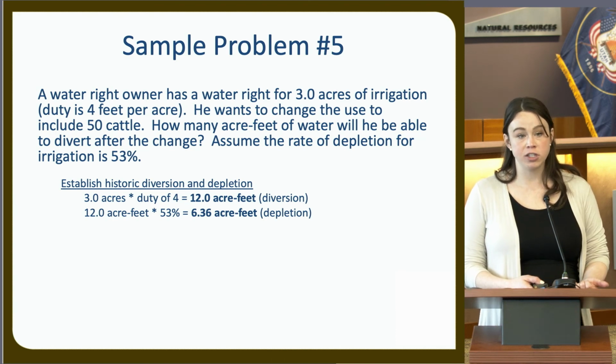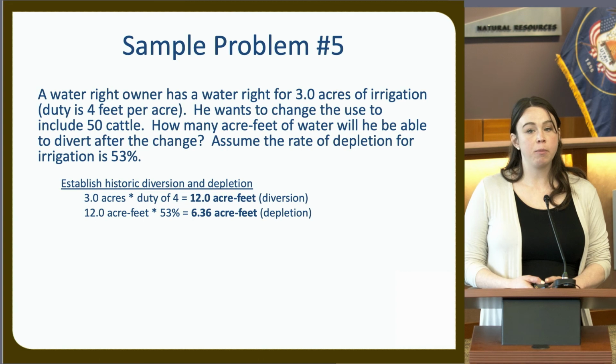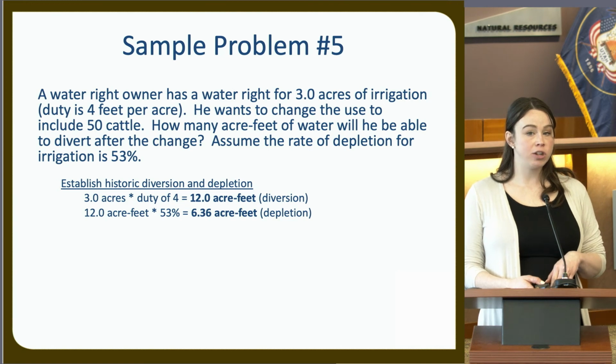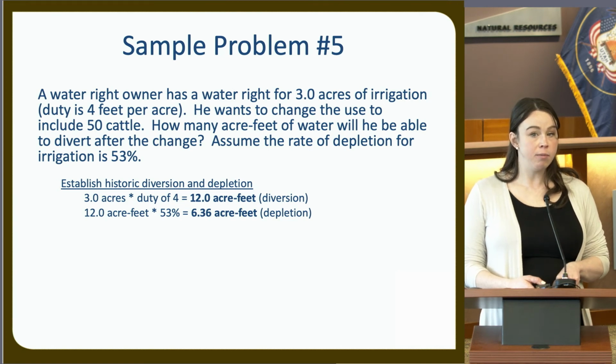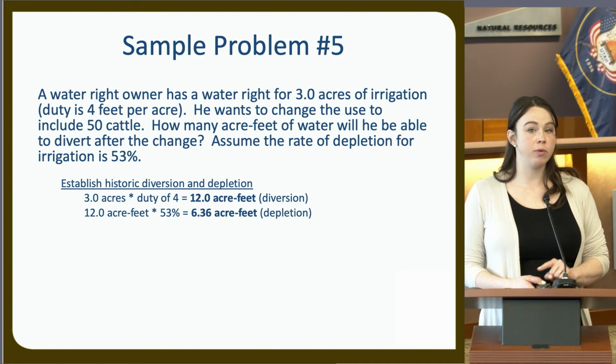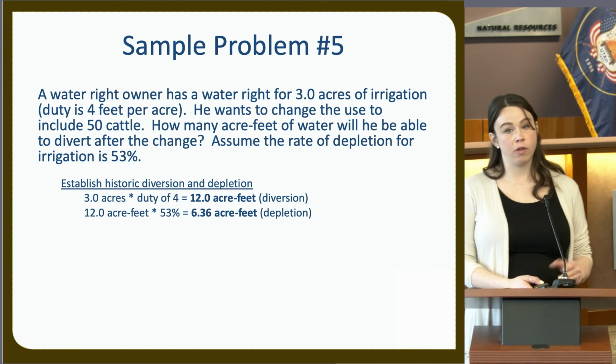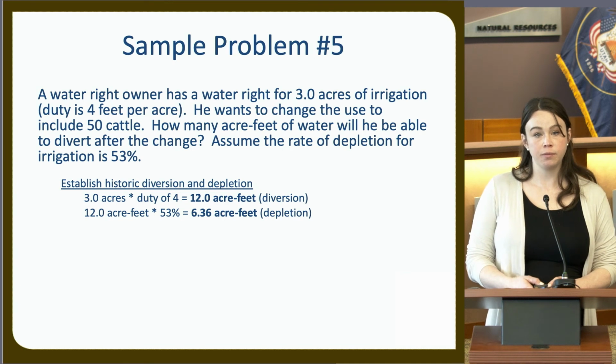So that's either being consumed by the crop or evaporated; it's not making it back into the water system. We need to make sure that when we file our changes, we do not deplete more than this 6.36 acre feet of water, just as we wouldn't be able to divert more than the 12 acre feet of water.